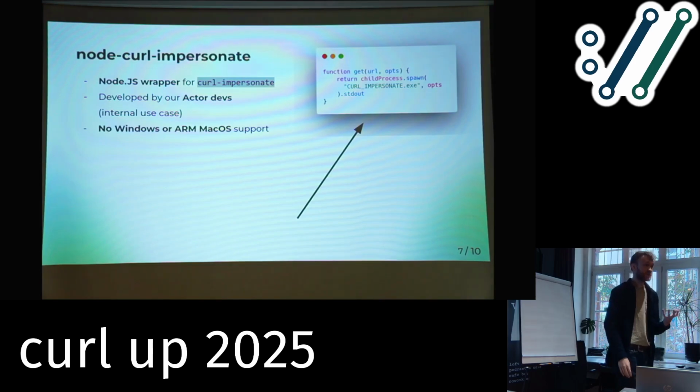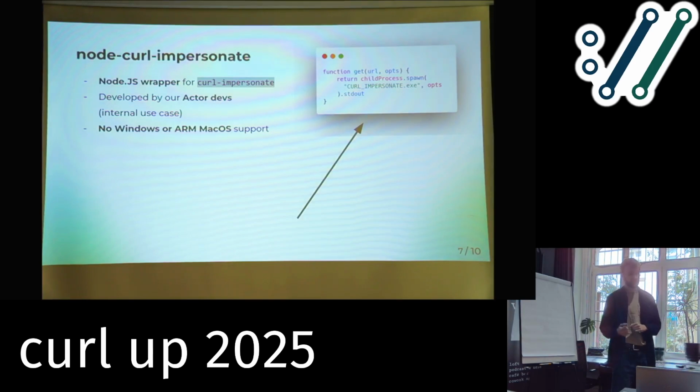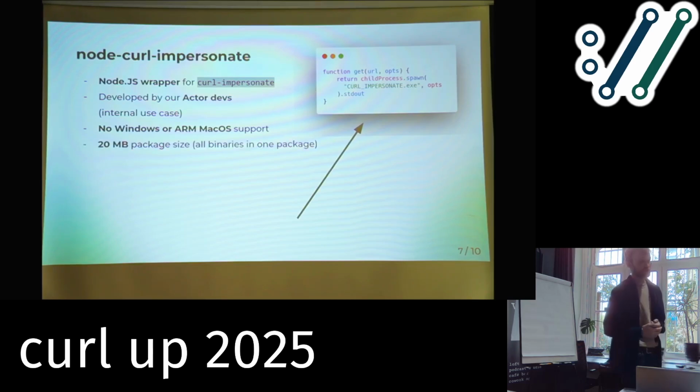The issue is that when you publish this as an NPM package, there are two issues. One of them is that there were no pre-built binaries of curl impersonate for Windows or macOS on ARM, so you don't get Windows or macOS on ARM support for this package either. The other problem is that the NPM package is 20 megabytes because they basically took all the pre-built binaries, put them in the package, and shipped it off to NPM. Okay.